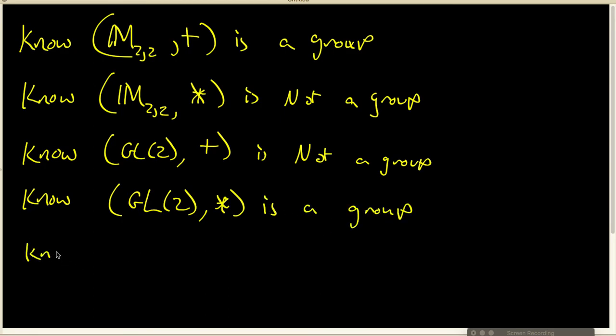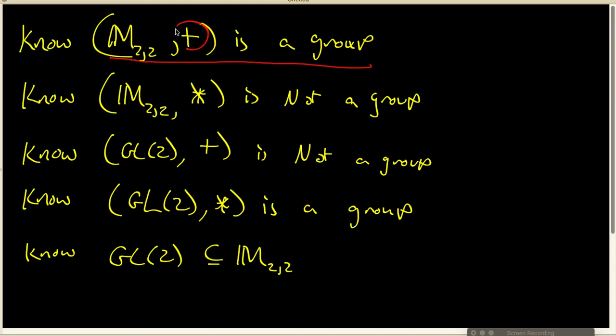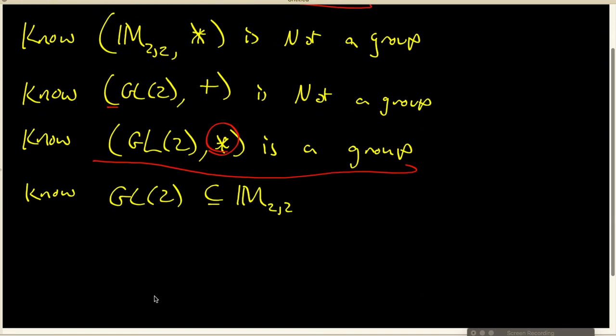Finally, we also know that GL2 is a subset of M22. This is the set of 2 by 2 matrices. This is the set of invertible 2 by 2 matrices. You get into GL2 by having a non-zero determinant. The fact that the operation for M22 is plus, and the operation for GL2 is times, means that we have a big note.